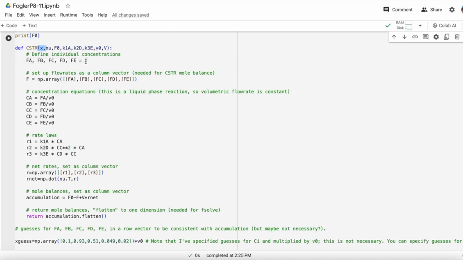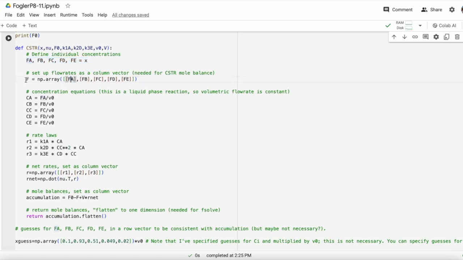Okay, so basically when I set up a function, I have to have some variable for it. You can call the variable anything you want. Here I've called it x, and then I'm basically saying that x is going to be a matrix, and the different columns are A, B, C, D, and E. So it's going to be a 5-column matrix where each column is the flow rate of a different species.